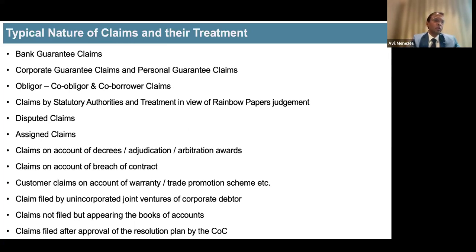I think the statutory authorities is something that I've already covered. Only the treatment in terms of the Rainbow Paper judgment has to be very clearly seen. Rainbow Paper says in terms of operation of law, so you'll have to look at the relevant statutes.